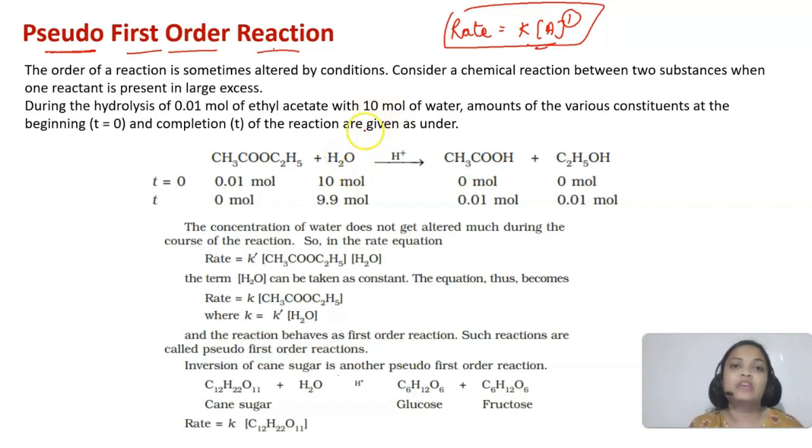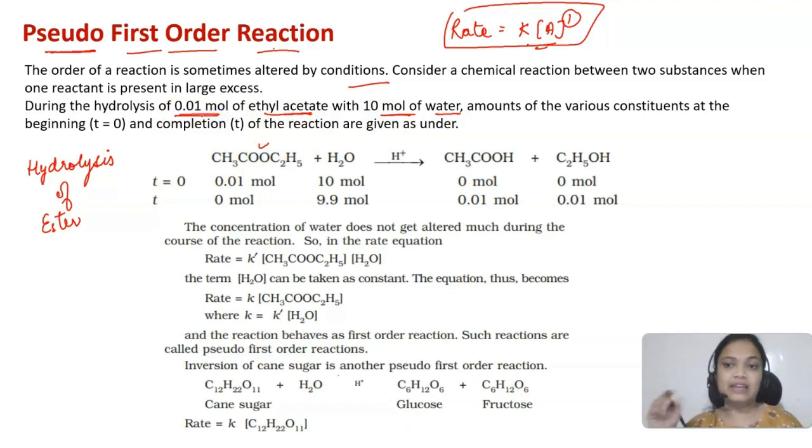Now let's say I am having a particular kind of reaction where one reactant is in excess. Okay, the quantities are not comparable, one reactant is in excess. For example, let's take hydrolysis of ester. So in this reaction we have taken hydrolysis of ethyl acetate with 10 moles of water. Now you see 0.01 mole of ethyl acetate and we are hydrolyzing it with 10 moles of water. So just see that here water is in excess.